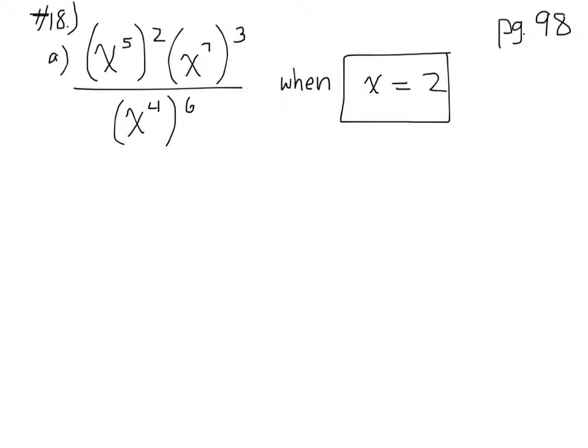Always simplify. If you have a power, simplify that part first. So I have x to the power of 5 to the power of 2. Power of a power, what do you do with the exponents? Multiply. So it becomes x to the power of 10. Then what, Isaiah? The second part?